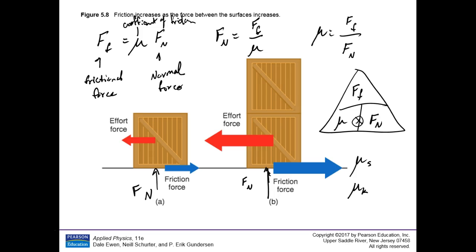Not quite half. Okay? Steel on concrete, they don't even give a static friction. I'm not sure why, but 0.30 for kinetic. Aluminum on aluminum, 1.9 for static, and they don't give one for kinetic. And here's kind of why.